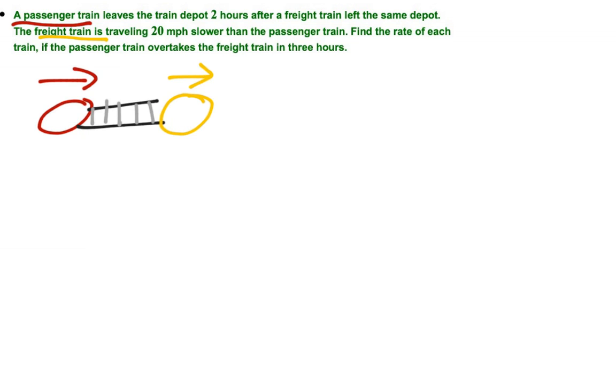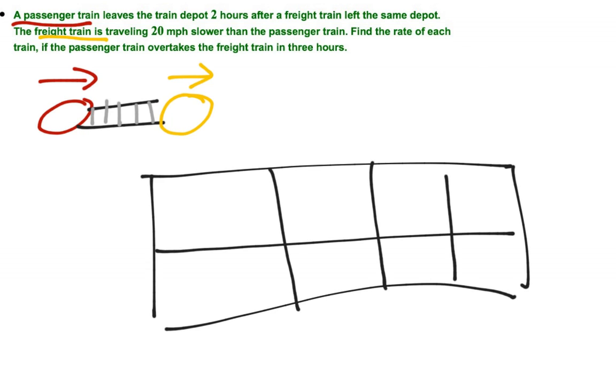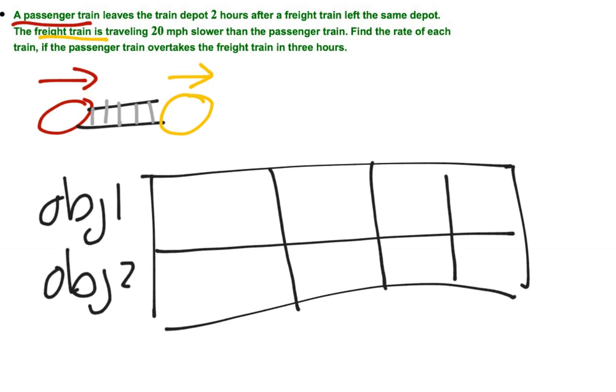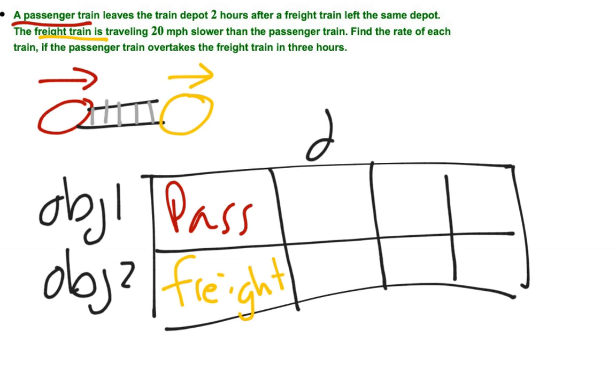Now, in this problem we're given a lot of data, and we're going to need to organize this data into a table. So each row is going to be dedicated to an object. Well, I have object 1, object 2. In this case, our two objects are a passenger train and a freight train. My columns are going to be the variables from the formula from the last page, which was distance, rate, and time. And you'll recall that distance equals rate times time.